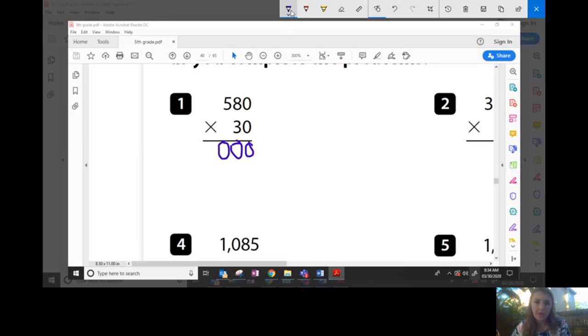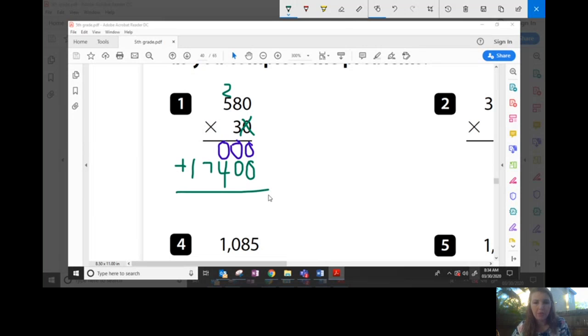All right, now I am moving on to starting with my tens. So I'm going to have a 0 in my ones down here because I'm now multiplying with tens. 3 times 0 is 0. 3 times 8 is 24. I write the 4, regroup the 2 to the hundreds. And then 3 times 5 is 15, plus 2 is 17.